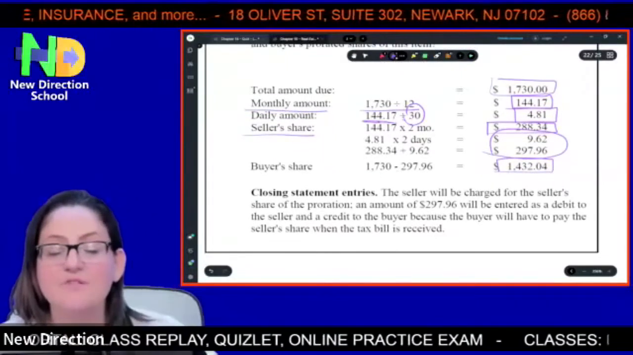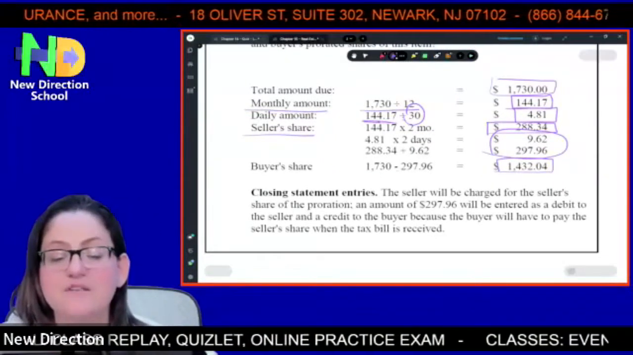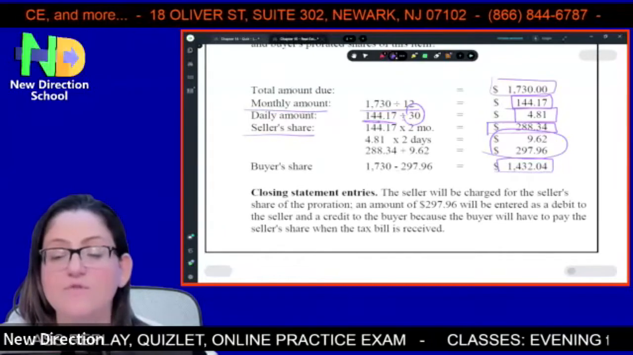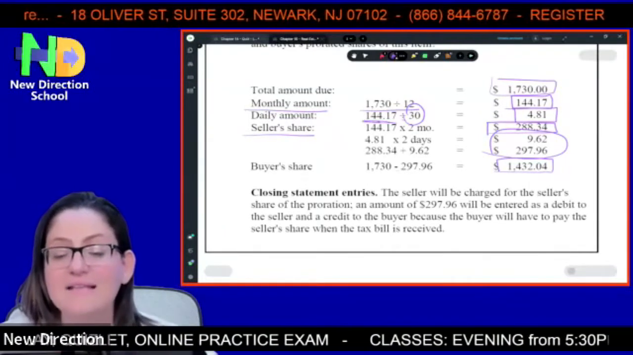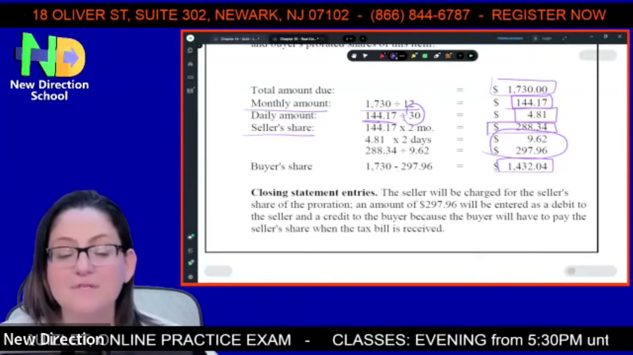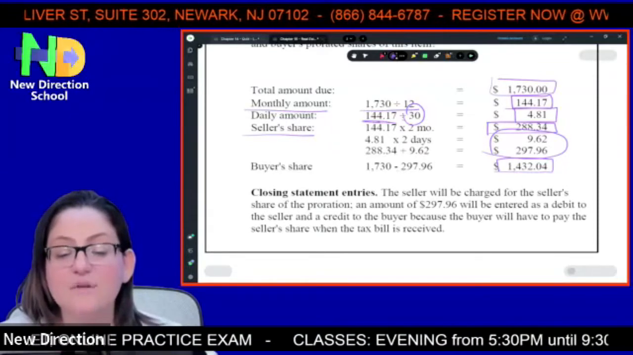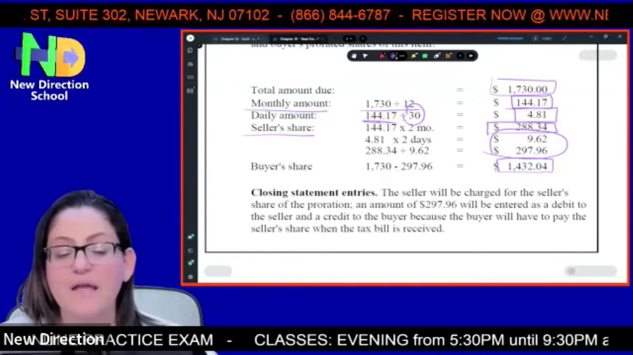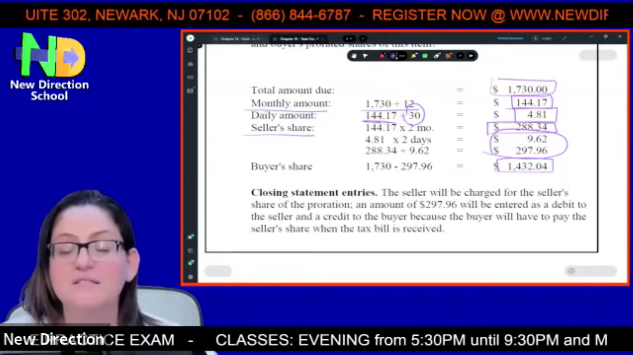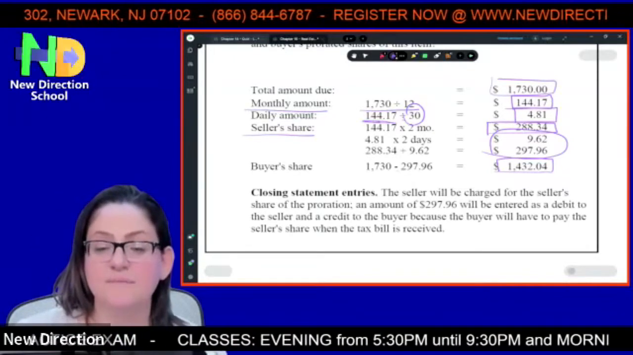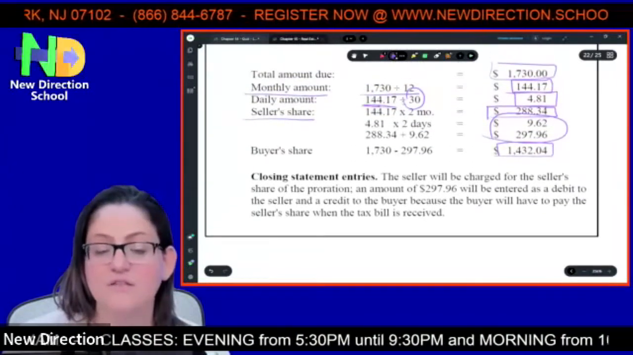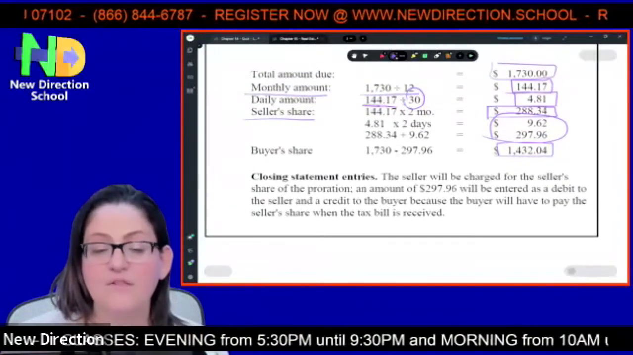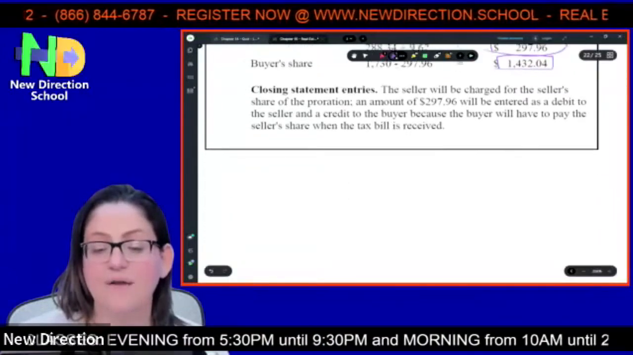Closing statement entries. The seller will be charged for the seller's share of the proration in an amount of $297.96, which will be entered as a debit to the seller and a credit to the buyer because the buyer will have to pay the seller's share when the tax bill is received. And so you divide it by months, days, and then you get the share for the seller and the share for the buyer.